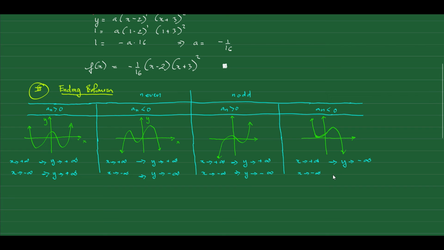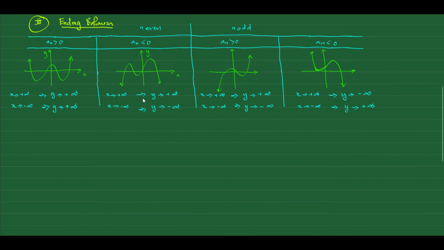There you go. So you see that the ending behavior is obtained easily if you can determine the n value and also the a sub n. Then you check which case it falls into. There are only 4 different cases here, and from there you get the ending behavior. This sketch is very important. You need to memorize it if you can. It's going to help you a lot to determine ending behavior.